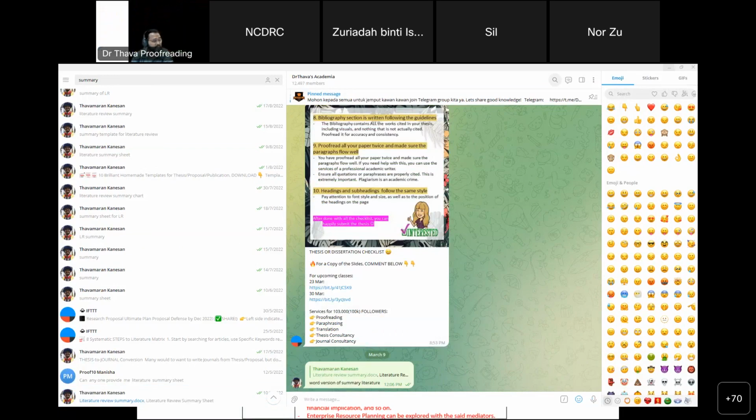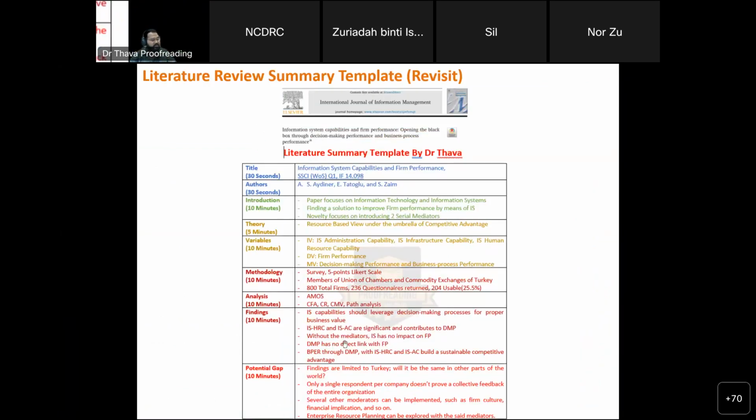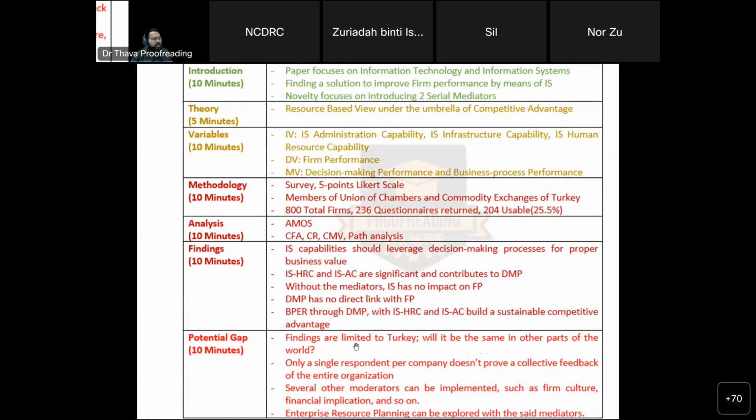Okay, so if you look at my potential gap, the findings are all stated there. My potential gap is that findings are limited to Turkey. Will it be the same in other parts of the world? Only a single respondent per company doesn't prove a collective feedback of the entire organization. Several other moderators can be implemented, such as firm culture, financial implication, and so on. Enterprise resource planning can be explored with the said mediators as well. These are the gaps that I analyzed, I deduced.